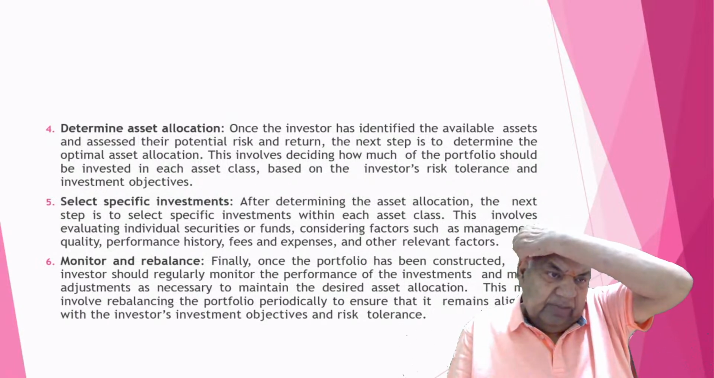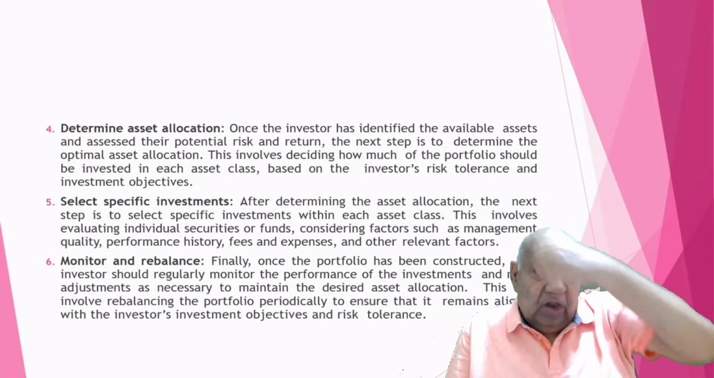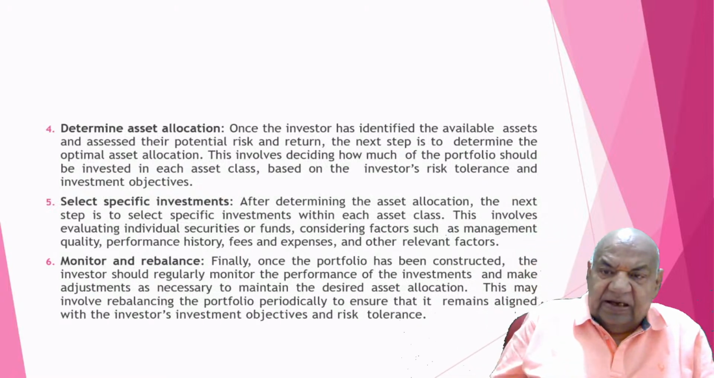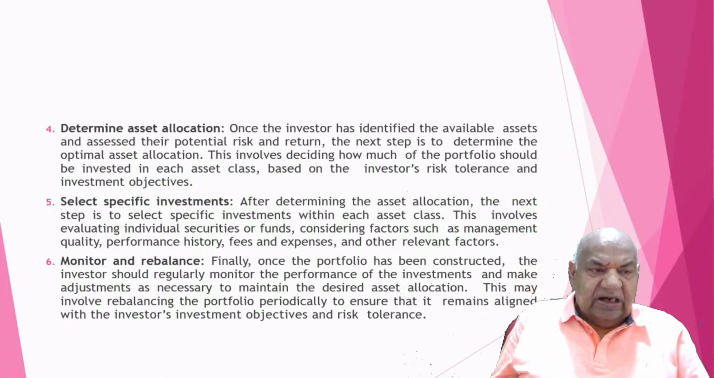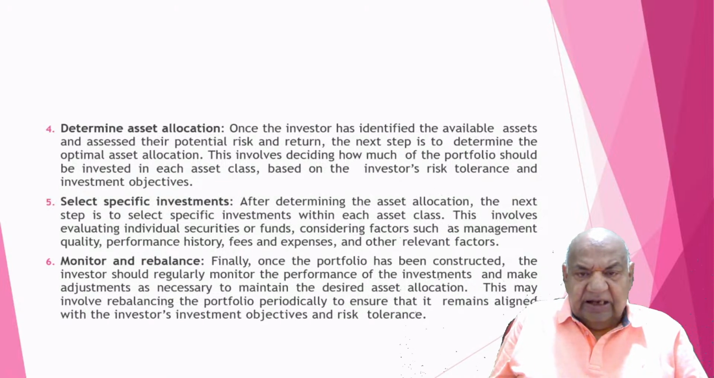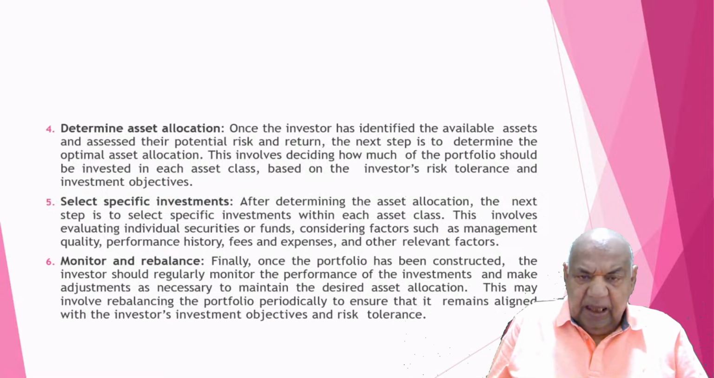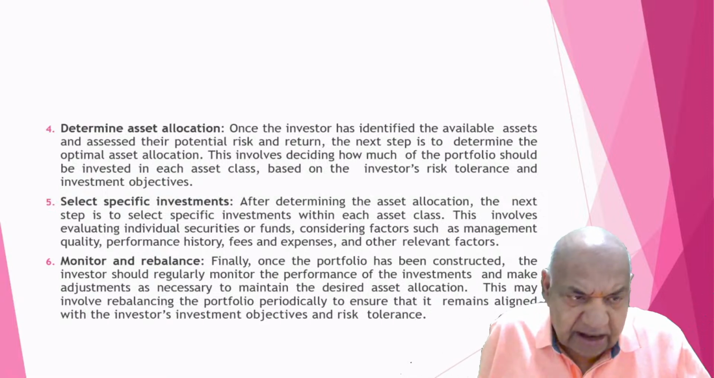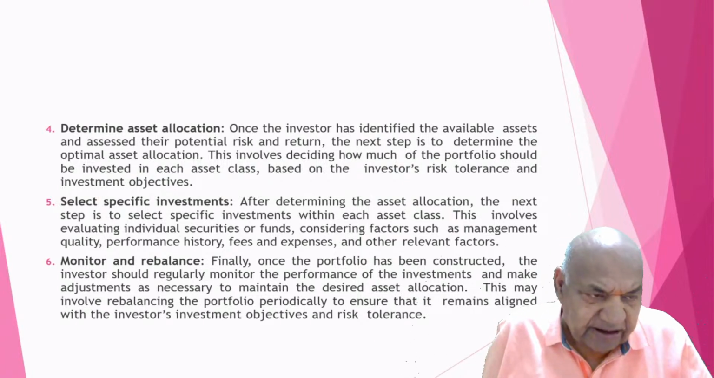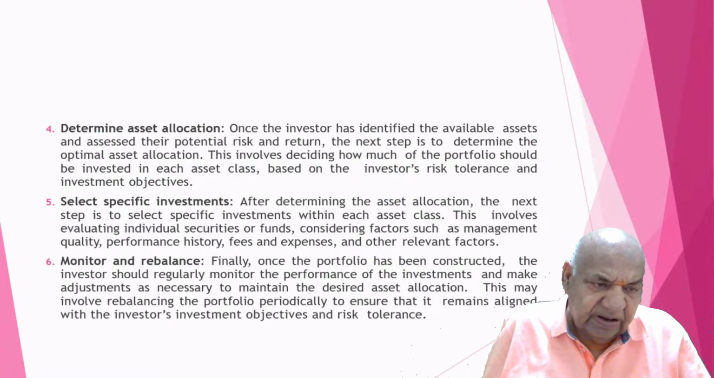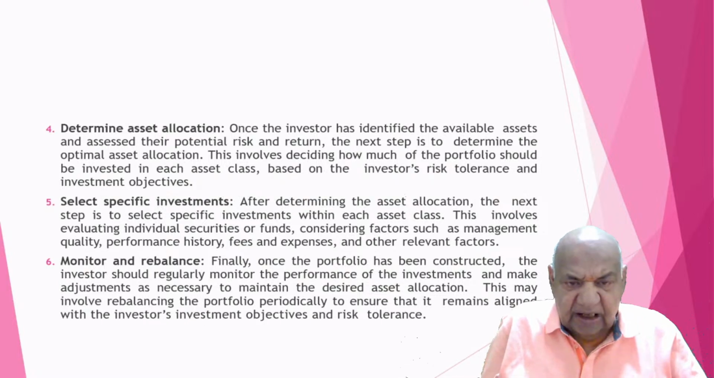Number four, determining asset allocation. Once the investor has identified the available assets and assessed their potential risk and return, the next step is to determine the optimal asset allocation. This involves deciding how much of the portfolio should be invested in each asset class based on the investor's risk tolerance and investment objectives.